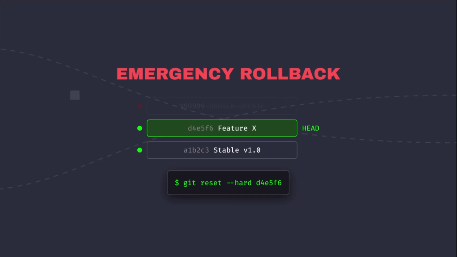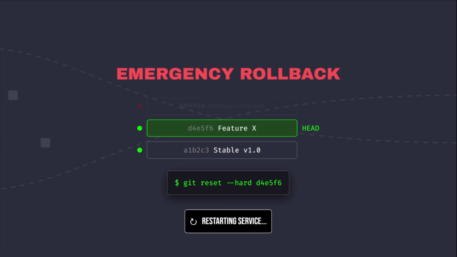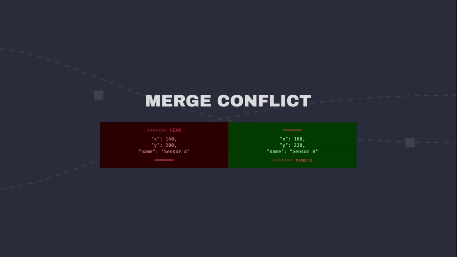Node-RED does not automatically detect this file change while running. Therefore, the Node-RED service must be restarted immediately after the reset to load the reverted flow definition. Use systemctl restart Node-RED or the equivalent Docker restart command. This process guarantees the production environment reverts to a verified state within seconds.